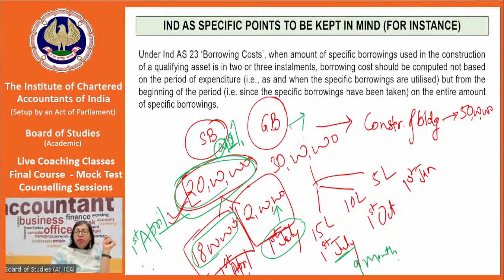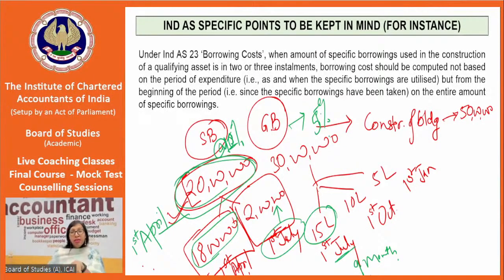Well, say your general borrowing capitalization rate came to 5%. So for 9 months at the rate of 5%, you will be calculating borrowing cost on 15 lakh rupees, not on the total 30 lakh rupees. But in case of specific borrowing, you will be calculating on the total 20 lakh rupees from 1st April. So this is the difference which students are not able to make out. What they do is that as and when the expenditure is incurred, they compute the borrowing cost. That is wrong. That is the difference which you have to take care of.